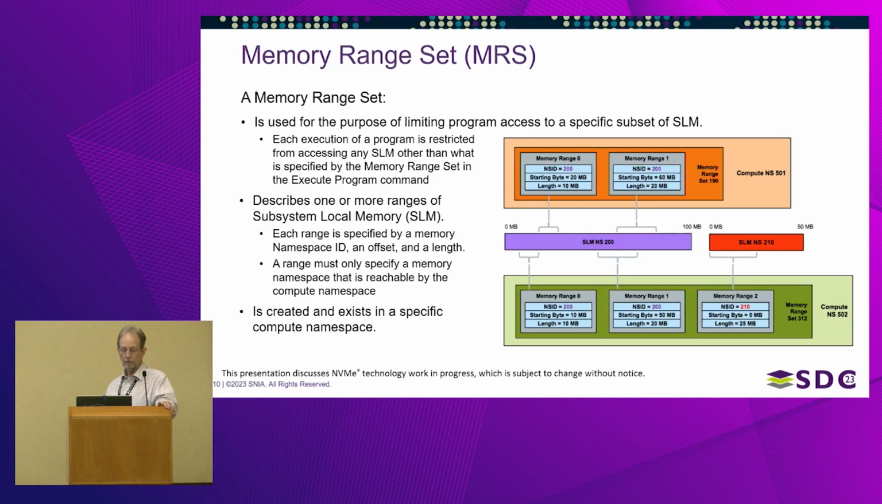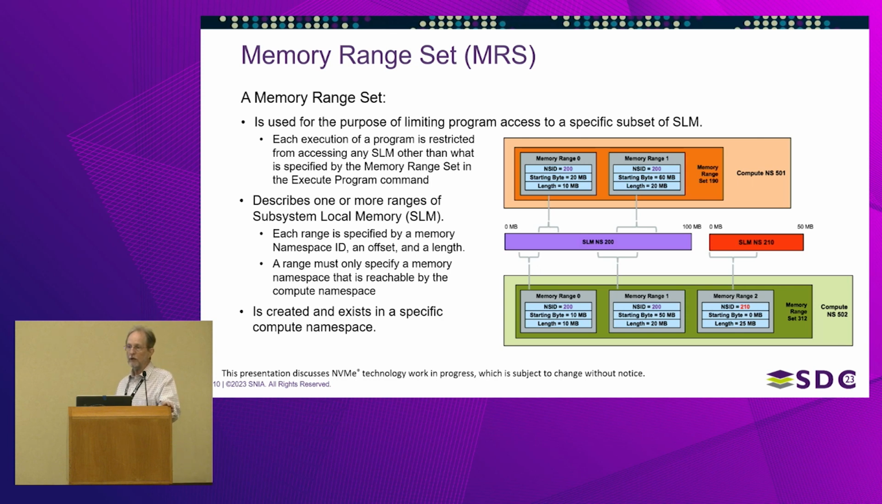So next we come to memory range sets. Again, if you were here for the last hour, we talked about how this was comparable to the SNIA allocated function data memory. But a memory range set is used for the purpose of limiting program access to a specific subset of subsystem local memory. Each execution of a program is restricted from accessing any SLM other than what is specified by the memory range set in the execute program command.